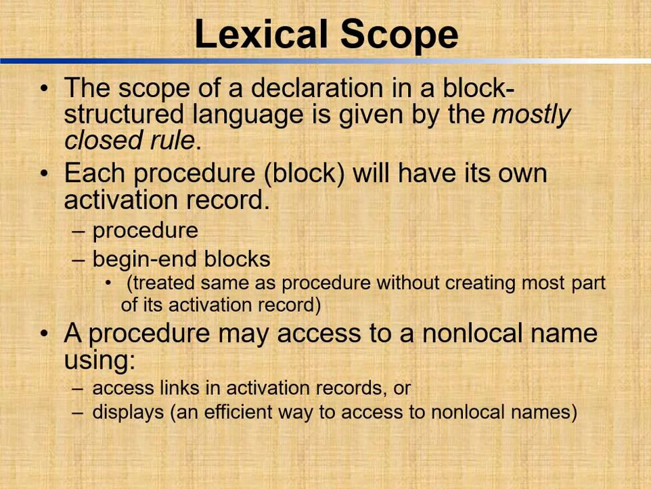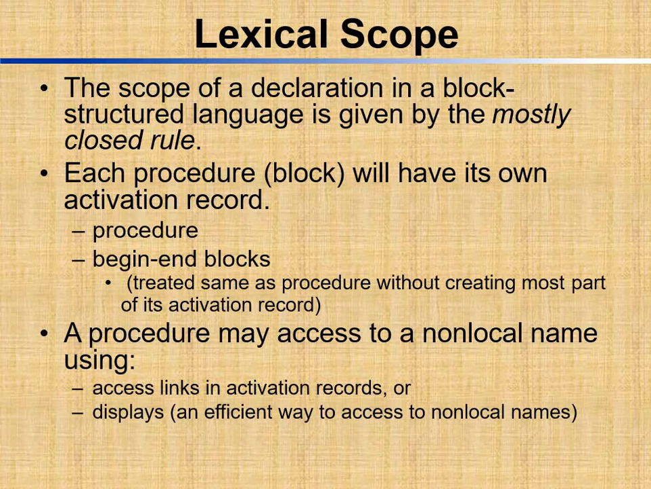Now, in lexical or static scope, the scope of a declaration in a block-structured language is given by the most closely nested rule. Each procedure or block will have its own activation record. Procedures and begin-end blocks are treated the same, without creating most of the activation record. In static scope, a procedure may access a non-local name using access links in activation records, or displays, an efficient way to access non-local names.